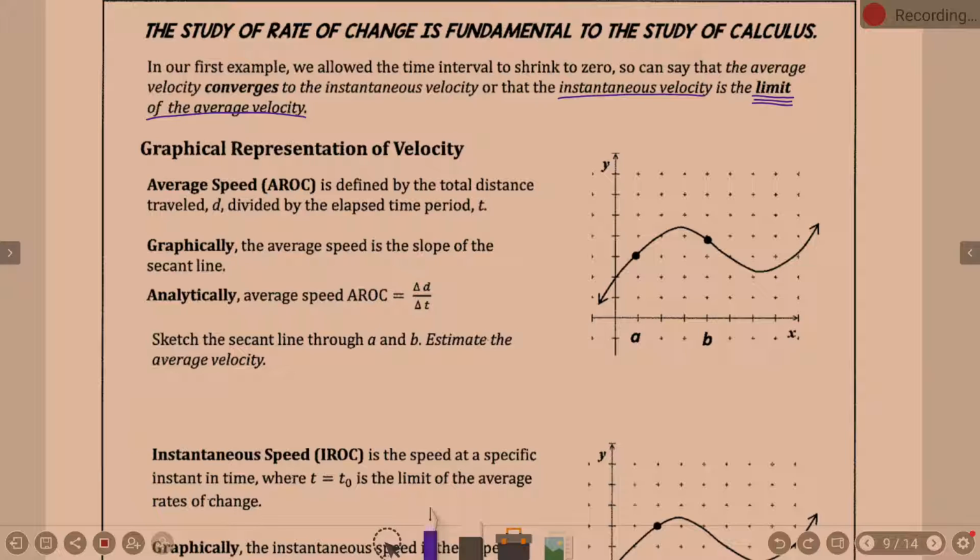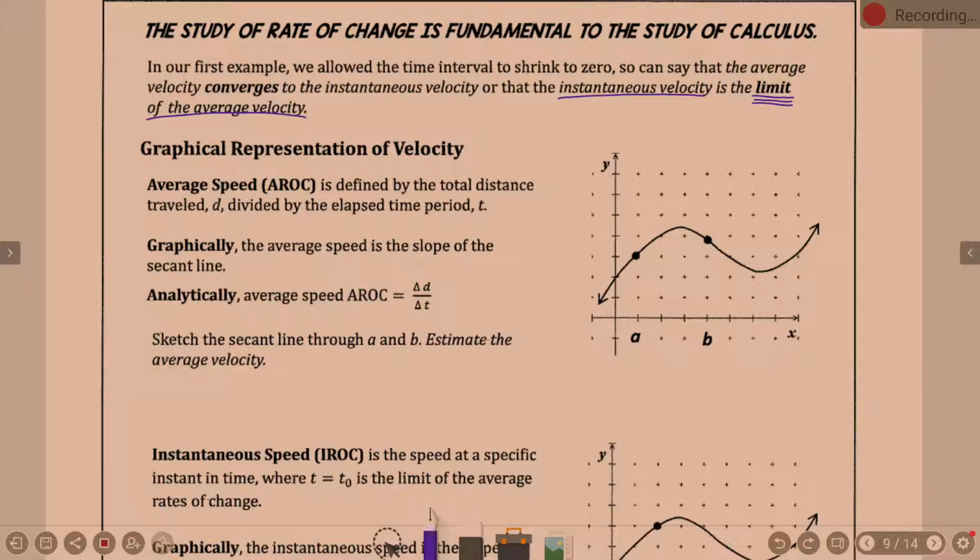Now, we're going to look at a little bit of graphical representation here. Average speed is... I don't know that I've ever seen the abbreviations quite like this, but I could figure it out. So AROC. Can you figure out AROC? Average rate of change. So when you see her AROC, it's average rate of change. And then, of course, IROC is going to be instantaneous rate of change. She uses those a lot through these notes, just so you can get the vocabulary there.